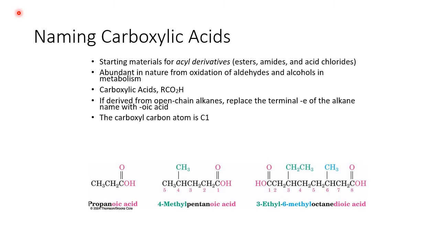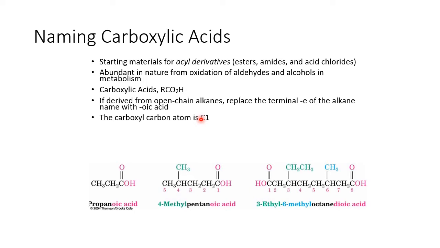Carboxylic acids are named by the following. If they are derived from open chain alkanes, you replace the terminal E اللي موجود بدل alkane in the word alkane. We remove the E and replace it with oic acid. Okay, that's if they're derived from like a linear alkyl chain. Okay, the carboxylic carbon atom is always carbon number one, so there is no need to use that number or numbering of the carboxylic acid.